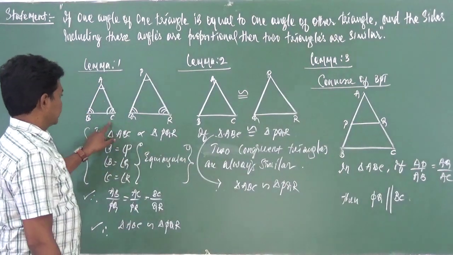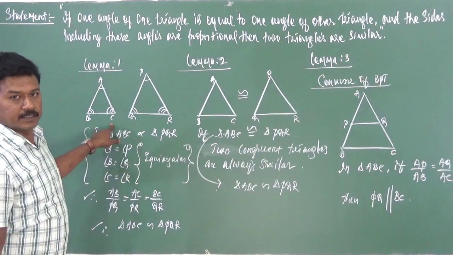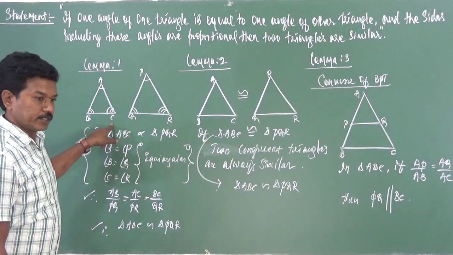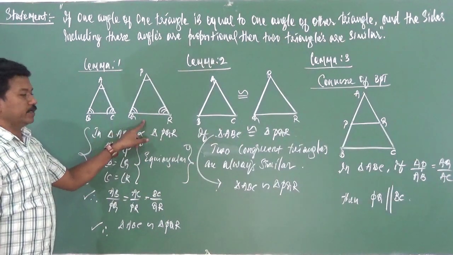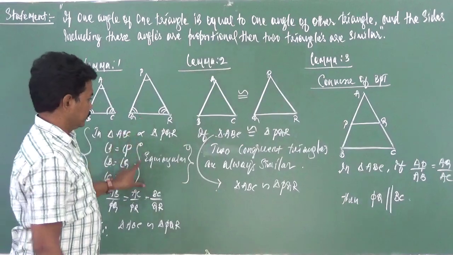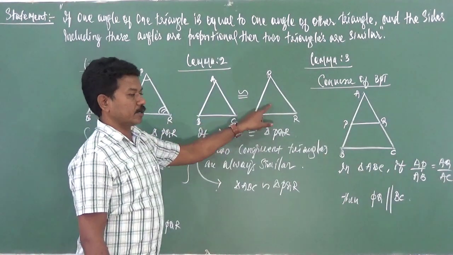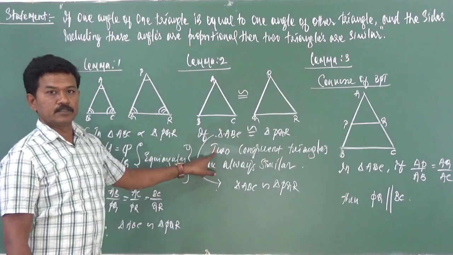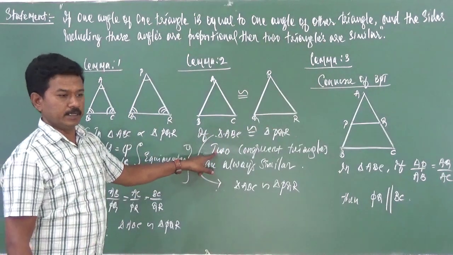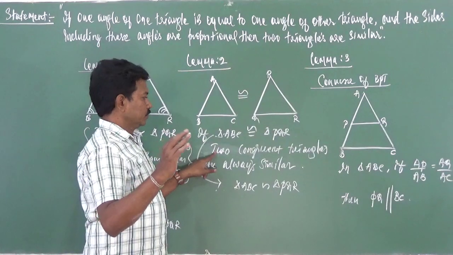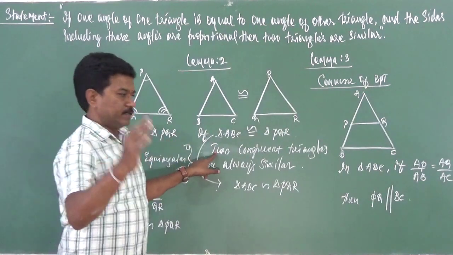So the first one is, if two triangles are equiangular, then their corresponding sides are proportional, or if two triangles are equiangular, then they are similar. This is the first lemma. The second lemma is, if two triangles are congruent, no doubt they will also be similar. So two congruent triangles are always similar, right?